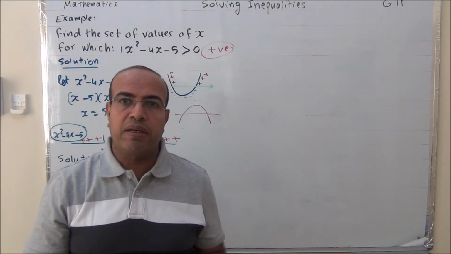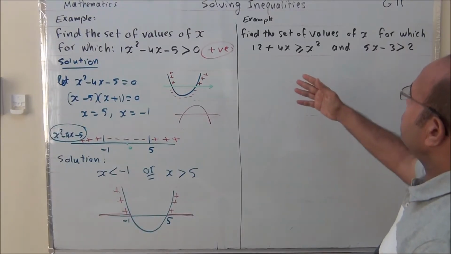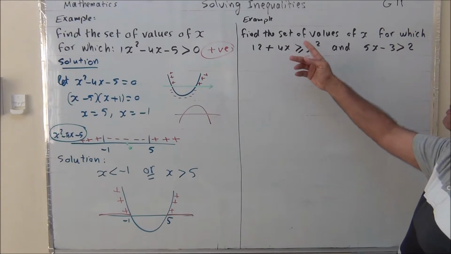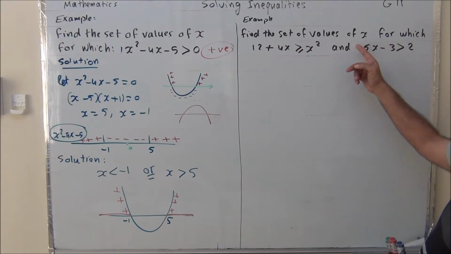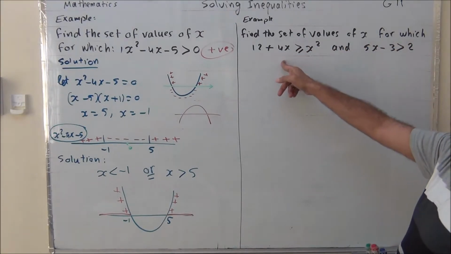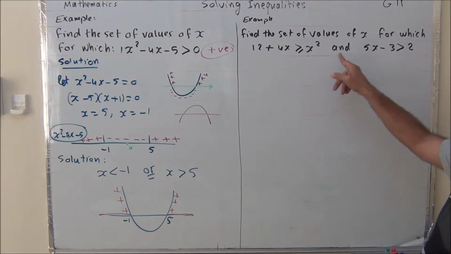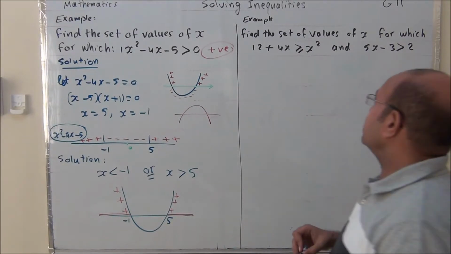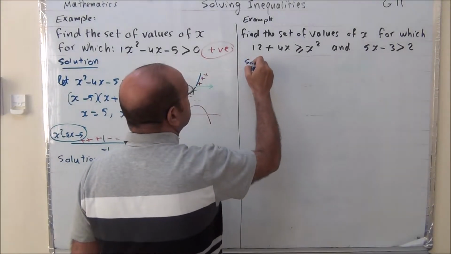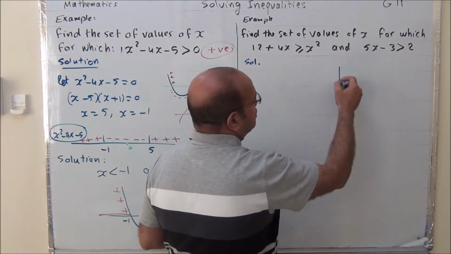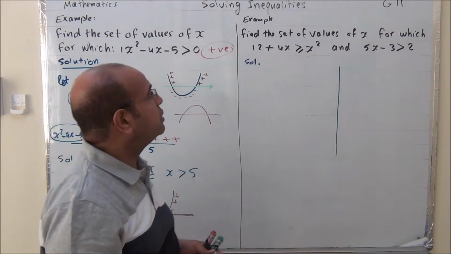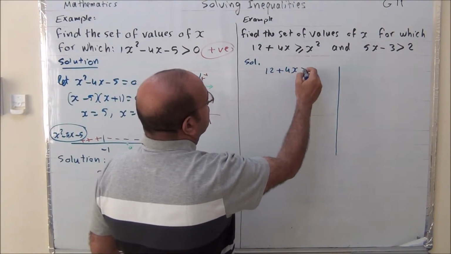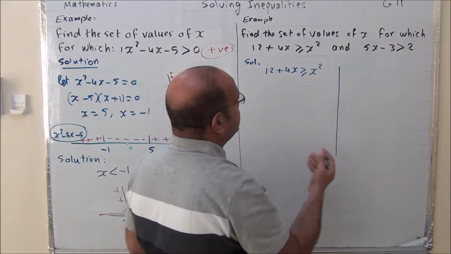Let us take another example. This example contains a quadratic inequality and a linear inequality. Find the set of values of x for which 12 plus 4x greater than or equal to x squared and 5x minus 3 greater than 2. We start the solution. We divide the plane into 2 halves. We solve the first inequality, 12 plus 4x greater than or equal to x squared.